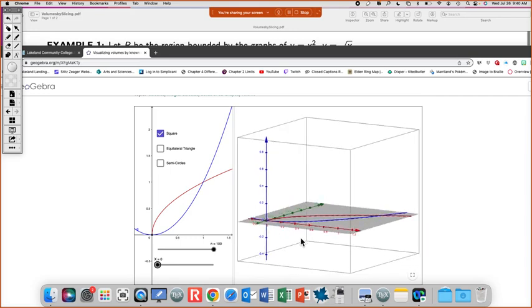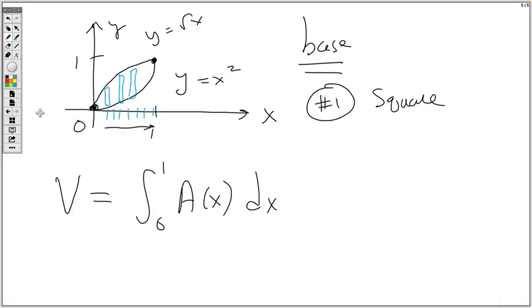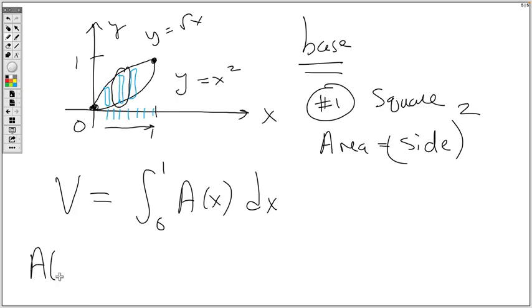Now I got to figure out what that cross-sectional area formula is. So to get the area of a square, well, how do you get the area of the square? You just take the length of one side and do what? Square it. You follow? So now we go back to our little picture here. Once again, we got a representative rectangle. And what's going to be the length of the side? Well, the length of the side is going to be the height here. You follow? So my A of x in this case is just going to be this, right, but squared.